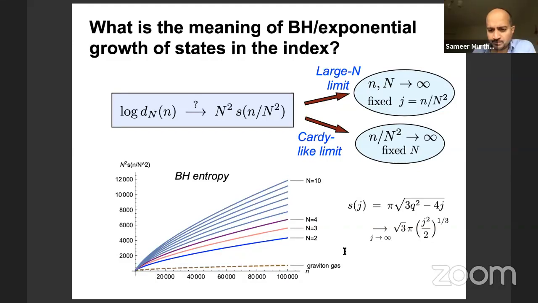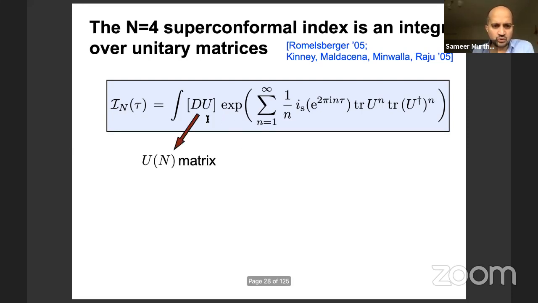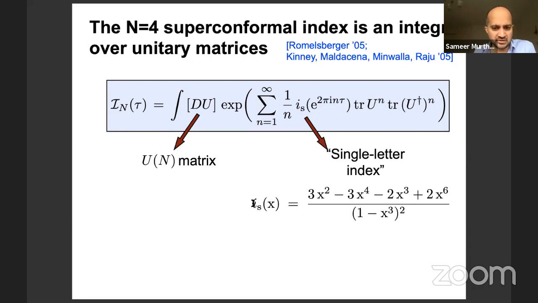All right. So let's go on. Now I want to just flash, just as a definition, the main player in the story, this index function. It's an integral over U(N) matrices of an exponential of an infinite sum. In each term of this infinite sum, there's a trace of U to the n, trace of U dagger to the n, and its coefficient is governed by the so-called single letter index, which is again an explicit function. Here I've shown you the N equal to 4 answer, but this can be calculated for any N equal to 1 superconformal field theory. That's what was done in these original papers.